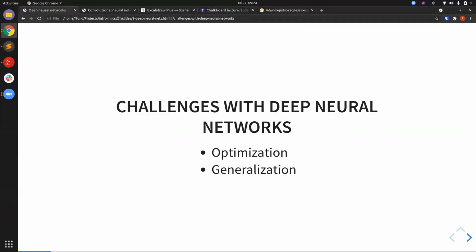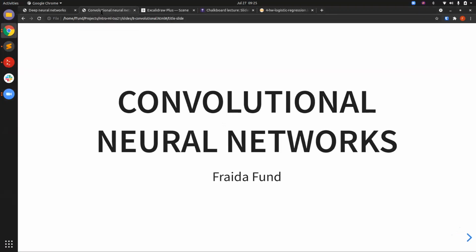Okay, so what are the challenges with deep neural networks? I listed two challenges, optimization and generalization. Why might we think that optimization is a challenge for deep neural networks? And what do I mean by optimization, actually? Optimization is the problem of finding the weights that minimize the loss. We're looking for some set of weights that minimizes the loss function.